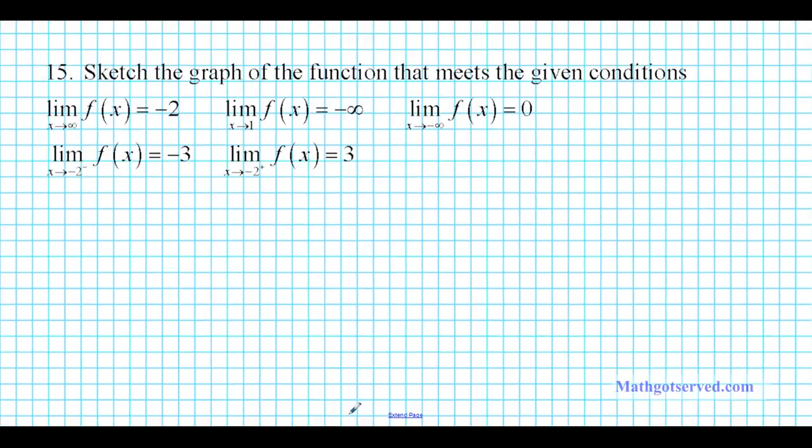Okay? So that's... All right, let's take a look at question 15. For question 15, we are to sketch the graph of the function that meets the given conditions. Limit as x approaches infinity of the function is -2. Limit as x approaches -2 from the left of the function is -3. Limit as x approaches 1 of the function is -infinity. Limit as x approaches -2 from the right of the function is 3. And limit as x approaches -infinity of the function is 0.